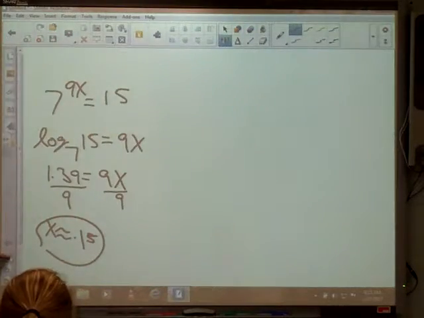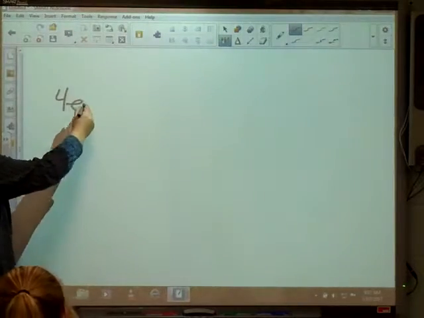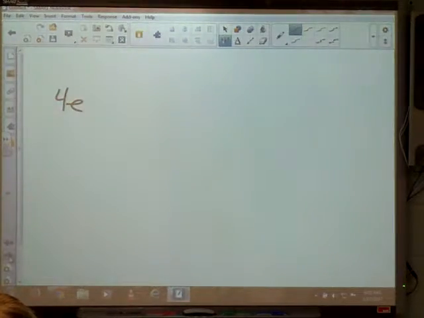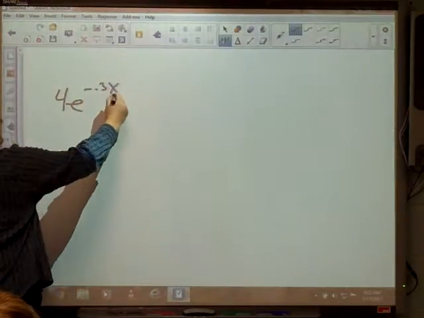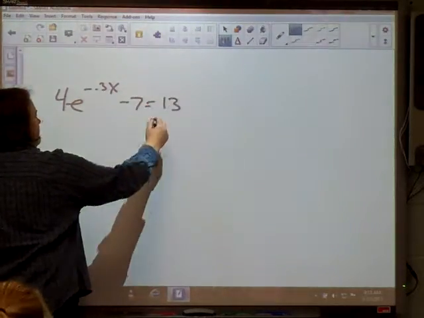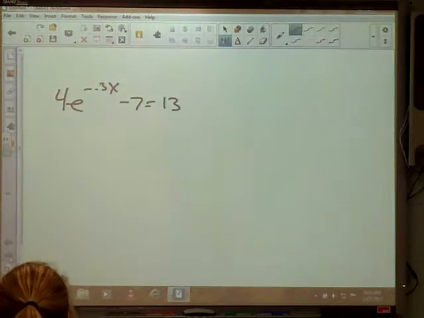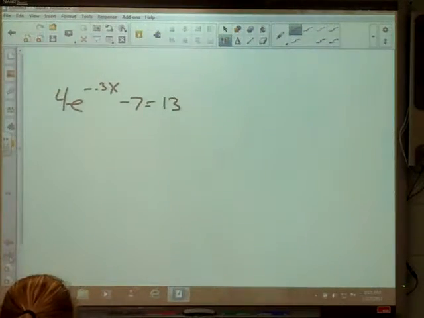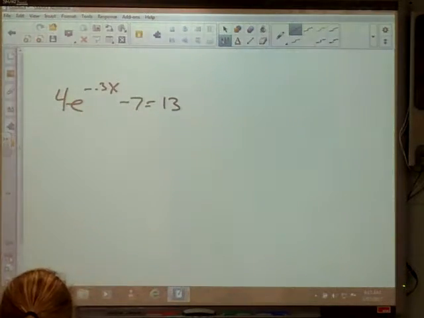That's what you need. This one says 4, the number e, 4e to the negative 0.3x minus 7 is equal to 13. I'm not going to do anything different as far as my plan of attack. I want to write this in log form, but it's not ready yet because it's not in exponential form.